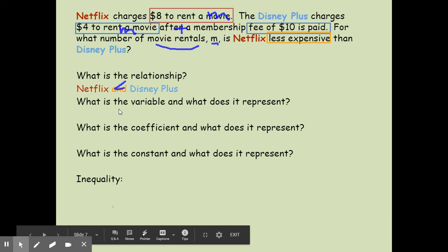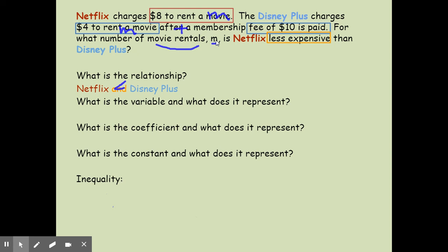Okay, so what is my variable and what does it represent? My variable is M, and it represents the number of movies that I rent. So this says I'm renting a movie, so my 8 has an M, and also my $4 has an M because it's talking about movie rentals. What is my coefficient? The coefficient is the one that goes with my variable. So I have 8M and 4M.